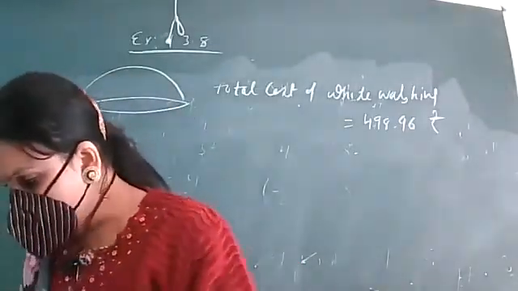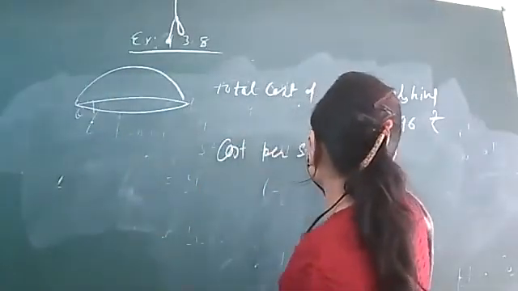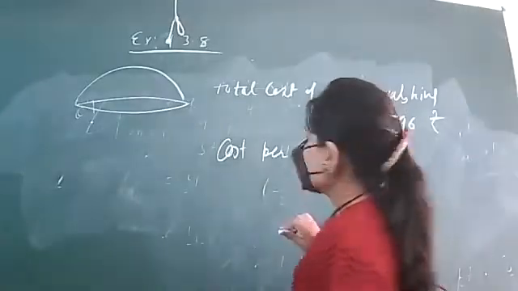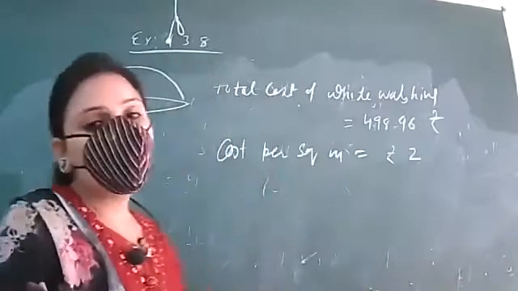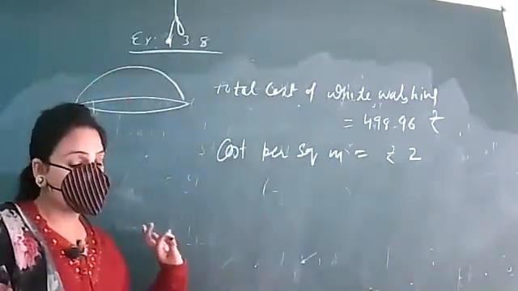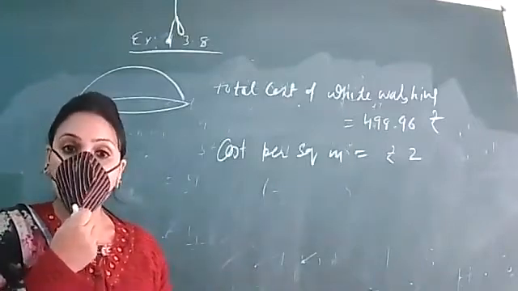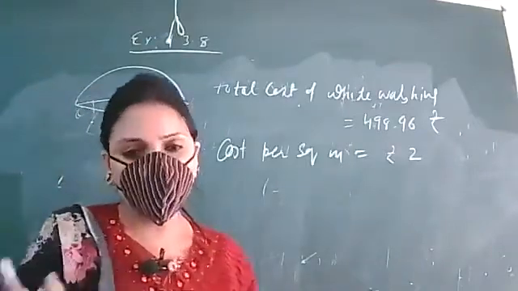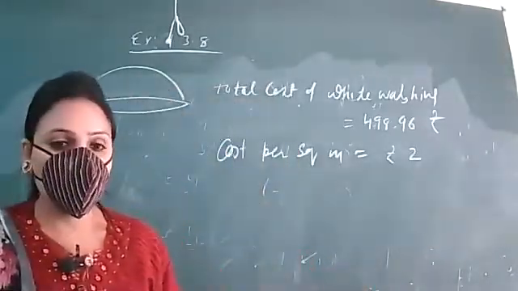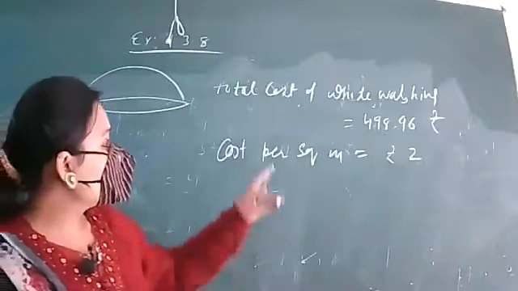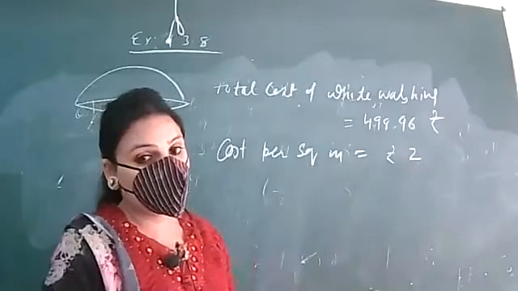And then cost per square meter. This is equal to rupees 2. And what is being whitewashed by using this much cost? The inside of the dome. That means curved surface area. That means whatever, we can say it to be inside surface area also. So the inside surface area is whitewashed with this much total cost at the rate of rupees 2 per square meter.